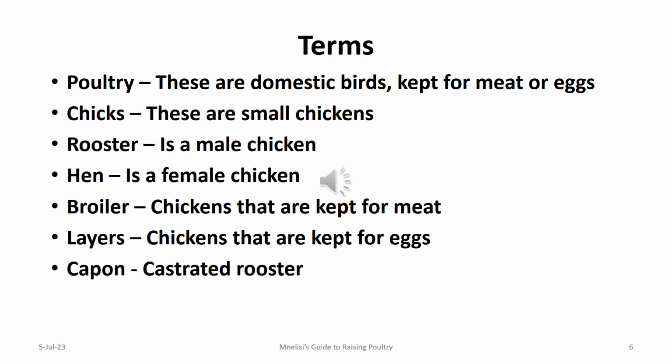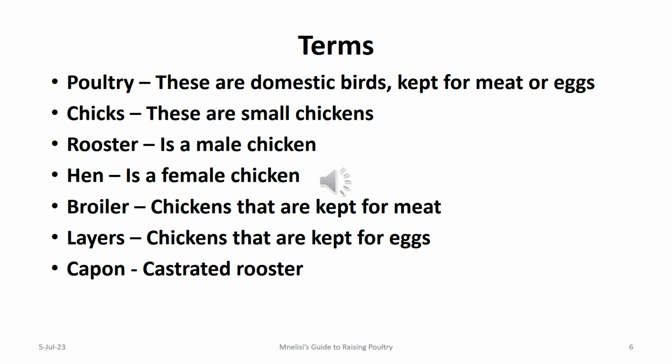Let us look at a few chicken terms. Poultry. These are domestic birds kept for meat or eggs. We are talking about chickens, turkeys, hens, and ducks. But this DVD will be focusing on chickens.